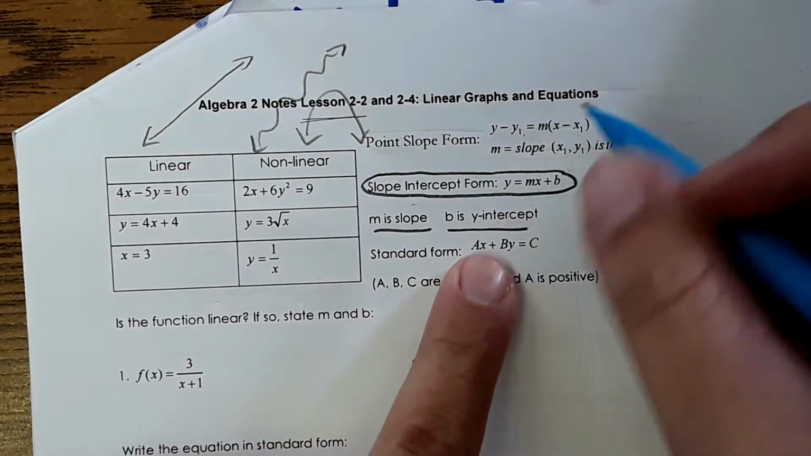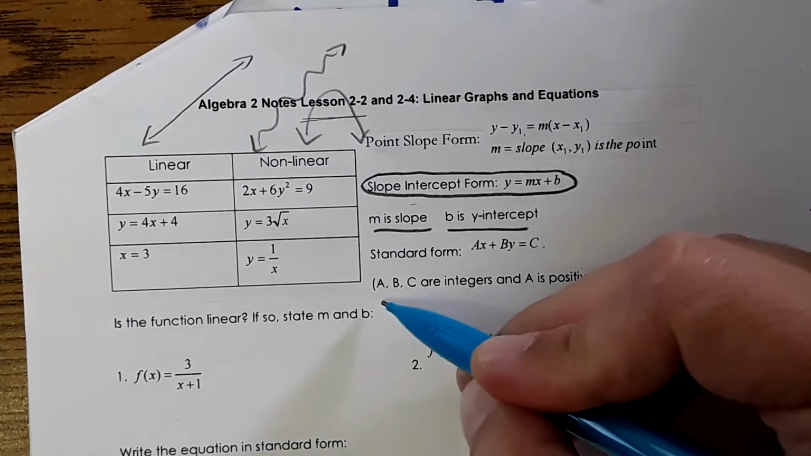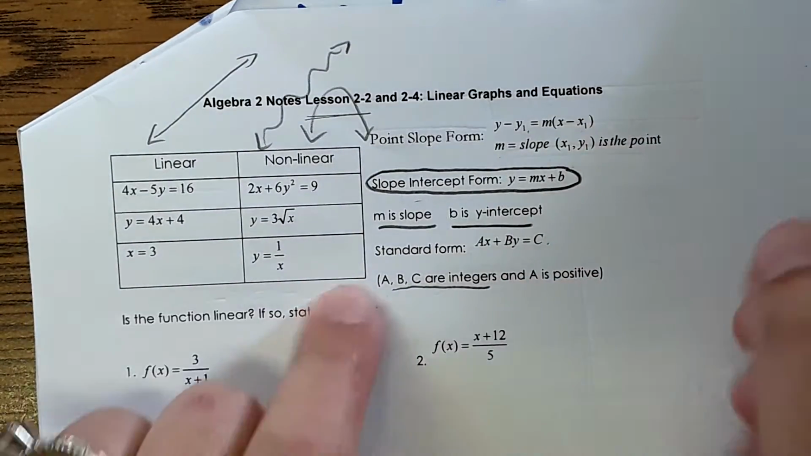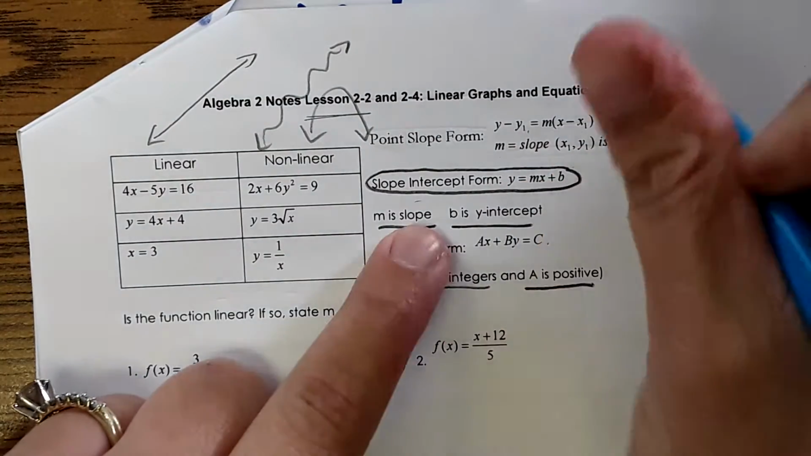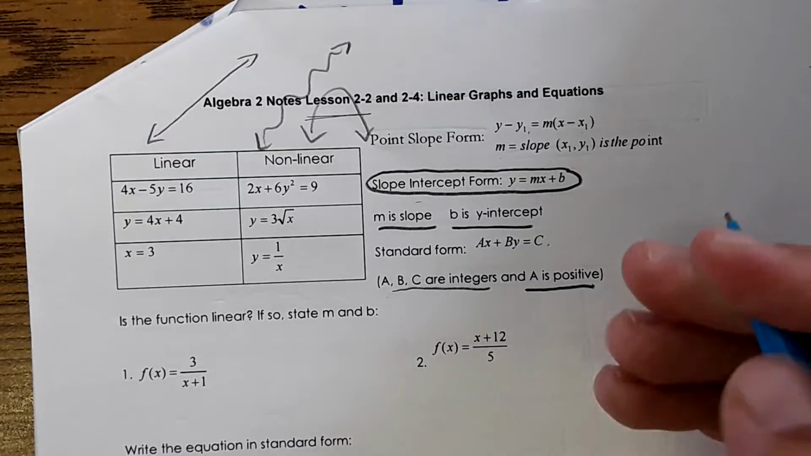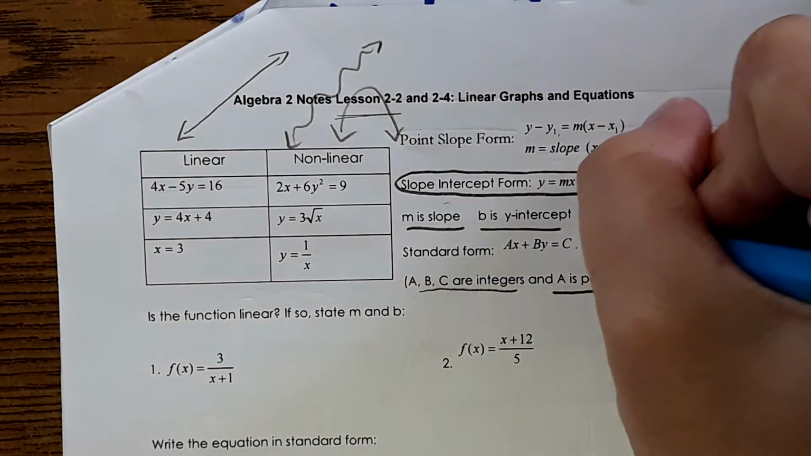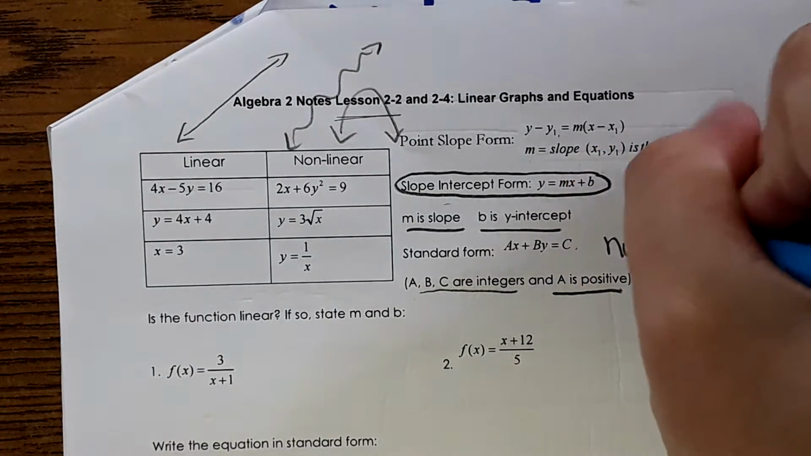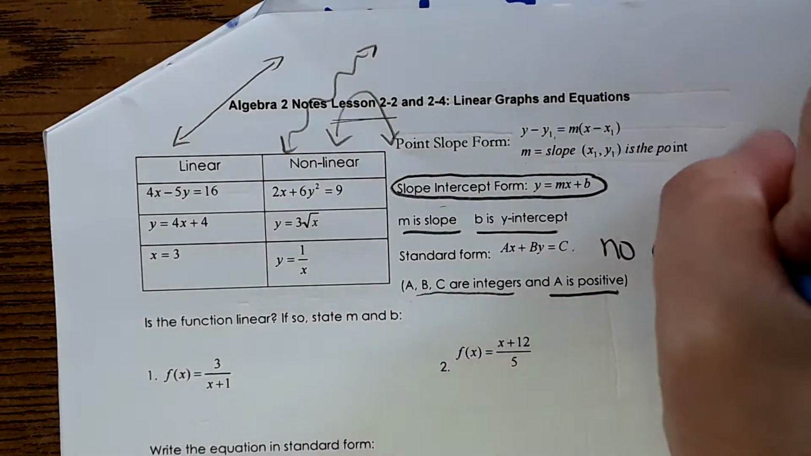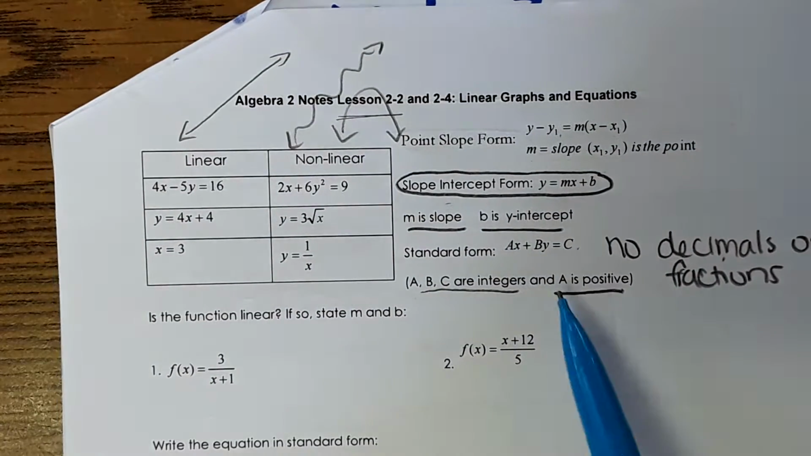Something to note about standard form, we're going to be going back from standard form to slope-intercept today, and a, b, c are integers, meaning they can't be decimals or fractions, and a has to be positive. So if you get it into this format and a is negative, then you just multiply everything by -1 to get a positive. A, b, and c are integers, so there's no decimals or fractions in standard form.